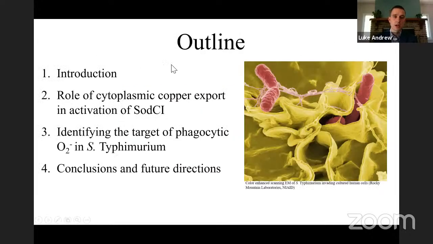And so to begin this talk, I'm first going to give an introduction into the favorite pathogen of the Slauch lab, which is Salmonella, and then talk about a story that I worked on looking at how SOD1 acquires copper in the periplasm, then talk about the project that Jim just explained, trying to identify the target of phagocytic superoxide, and then finally wrap up with some conclusions and future directions.